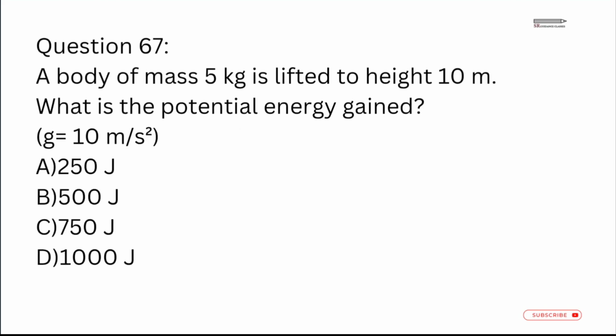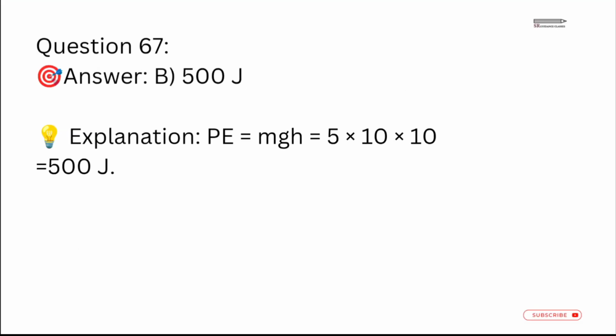A body of mass 5 kg is lifted to height 10 meter. What is the potential energy gained? The answer is option B, 500 joule.